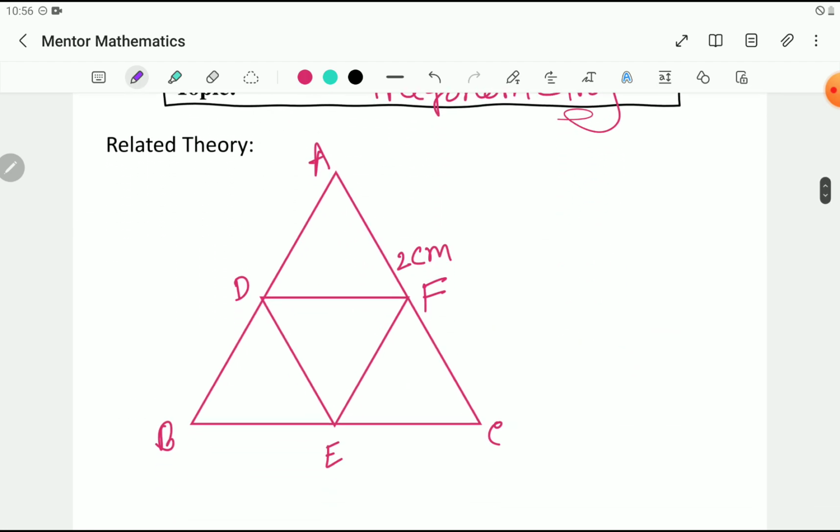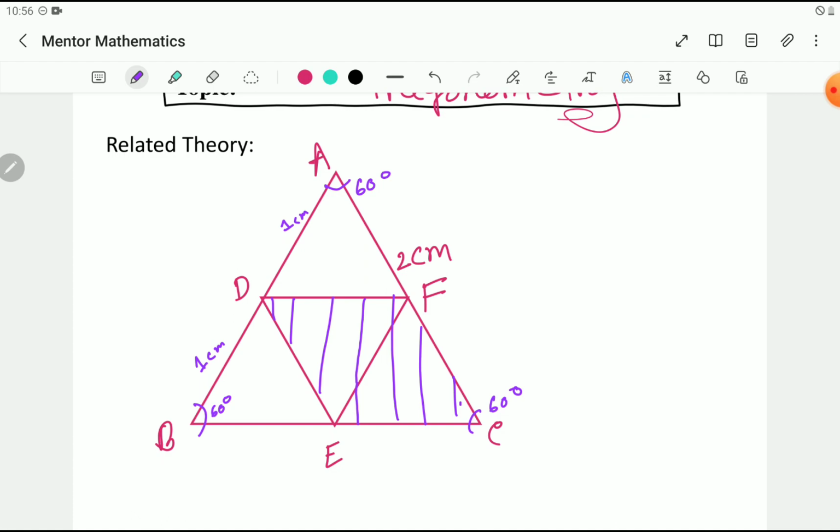So this is the equilateral triangle, and all of us already know that an equilateral triangle has equal sides and equal angles. So all angles are 60 degrees. Okay, so D, E and F are the midpoints. Therefore the distance DA is 1 cm, and the distance of BD is also 1 cm. Now we have to find out the area of these two triangles.